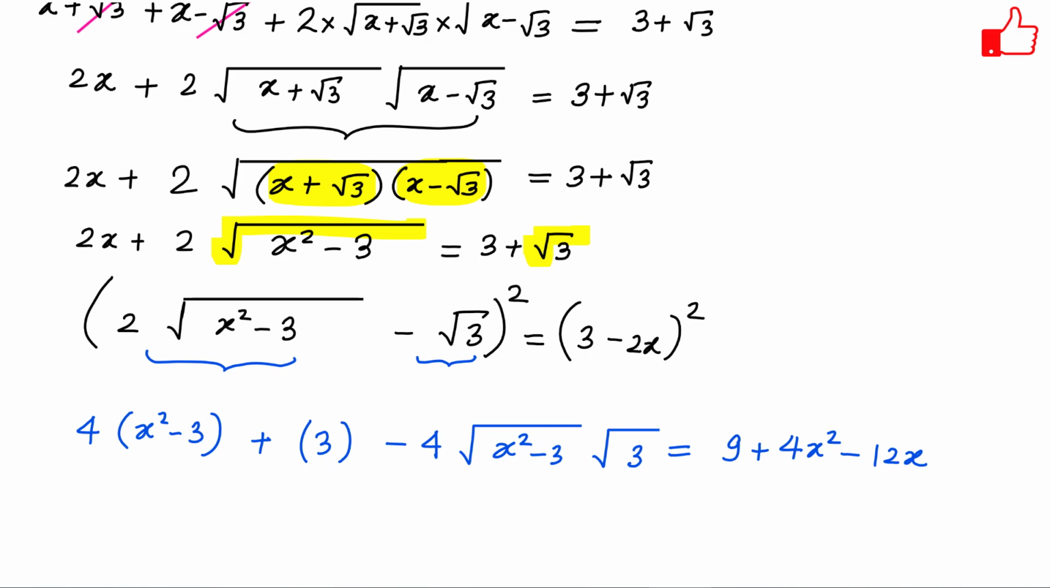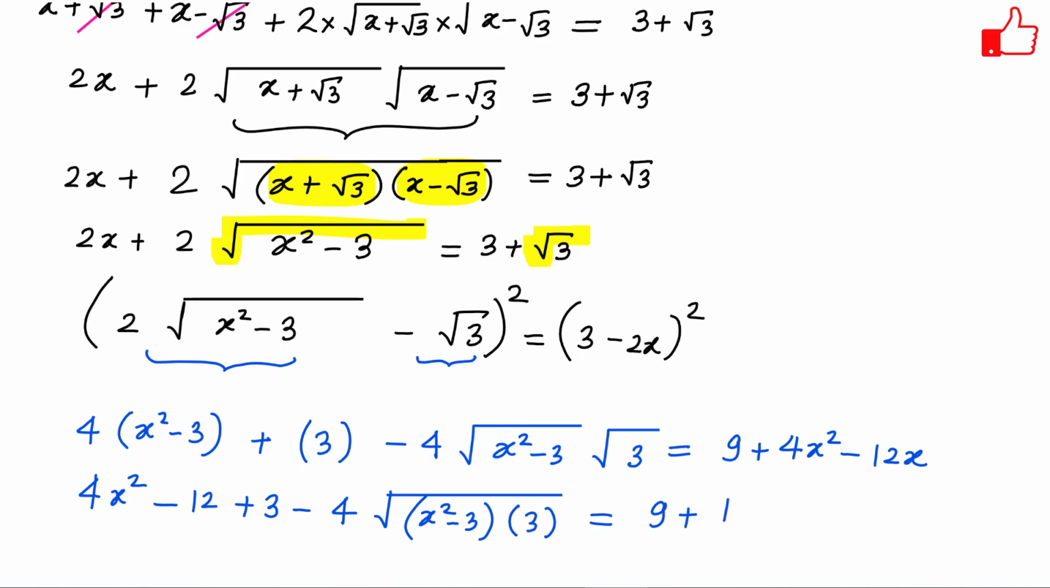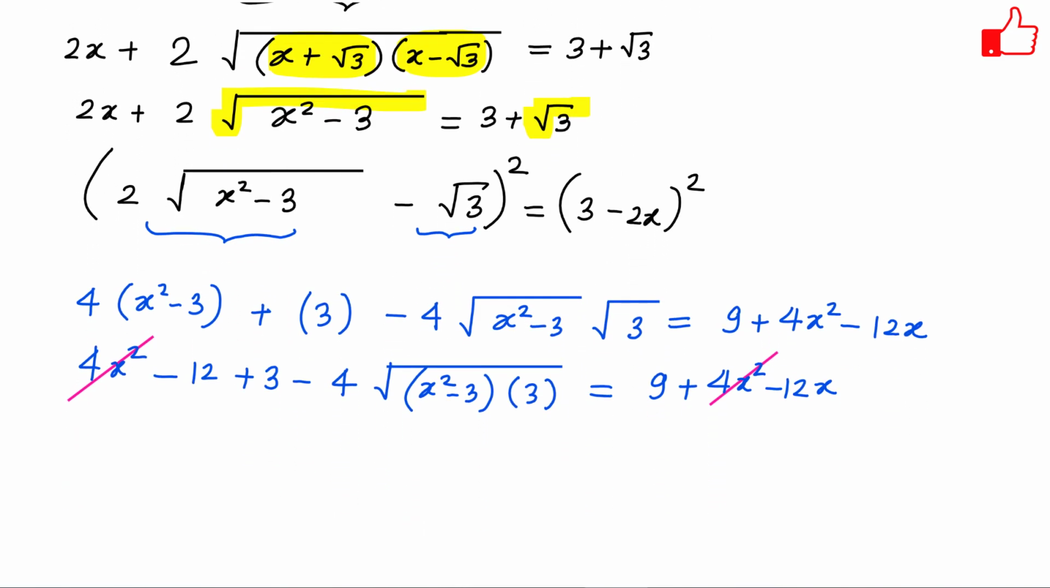So, you can further simplify. This is basically 4x square minus 12 plus 3 minus 4 times square root of (x square minus 3), and I can take both these inside the root. So this is square root of (x square minus 3) times 3, and this side will have 9 plus 4x square minus 12x. Now, this 4x square and this 4x square can be cancelled. So what is left? You will have this side.